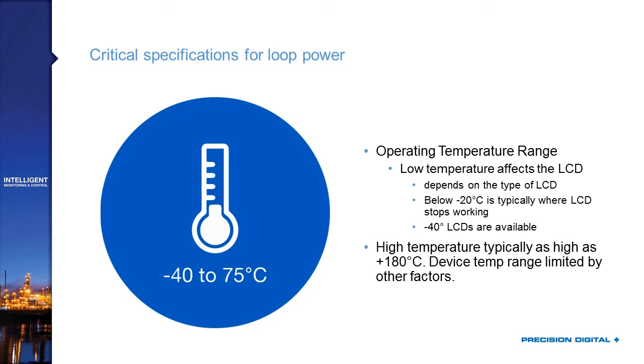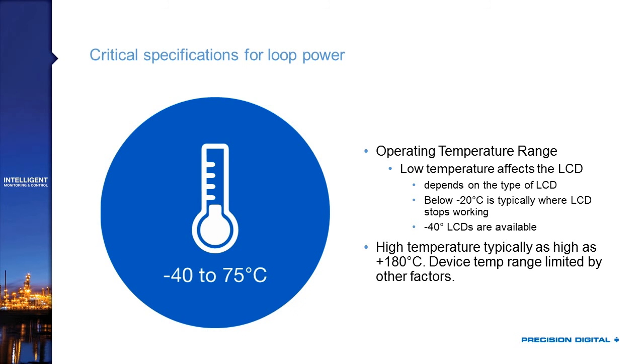And one that I mentioned, though it's not specific to loop-powered devices, is the operating temperature range. The reason I bring this up is because, as mentioned earlier, loop-powered devices will generally use LCDs as their display method. And LCDs, unlike LEDs, are very sensitive to the temperature range. Low temperature affects the liquid in the liquid crystal display that is an LCD. So if you're not careful, you may get a device that doesn't operate in the temperature ranges that you need it to. Your typical LCD is going to stop working somewhere between 0 and minus 20 C.